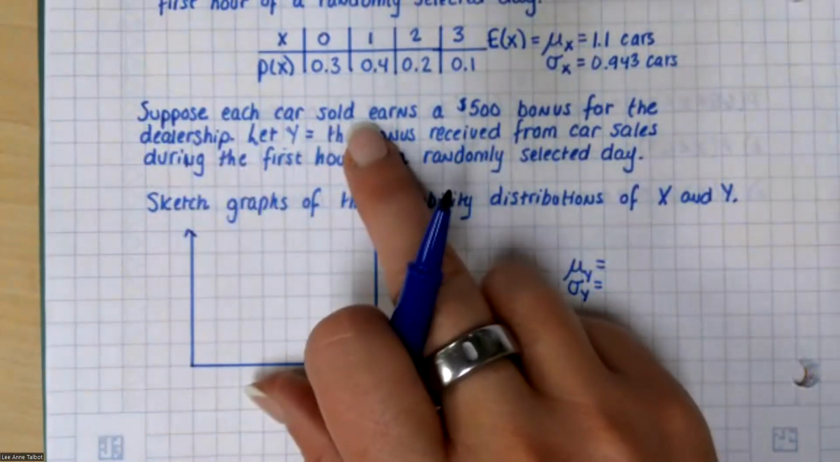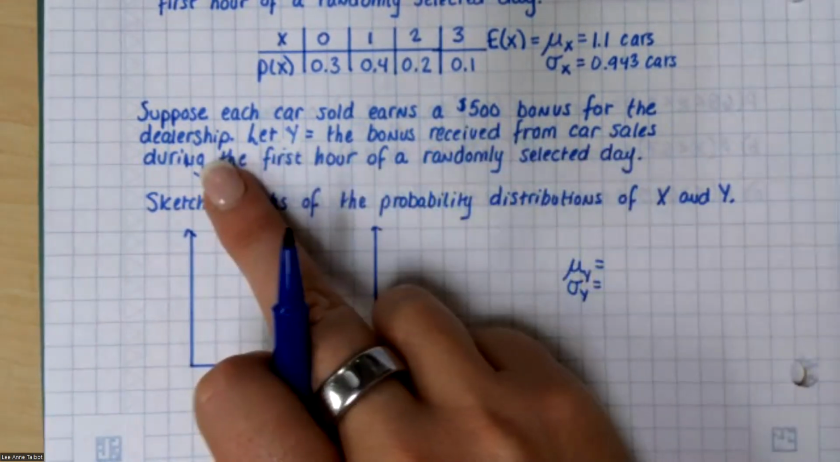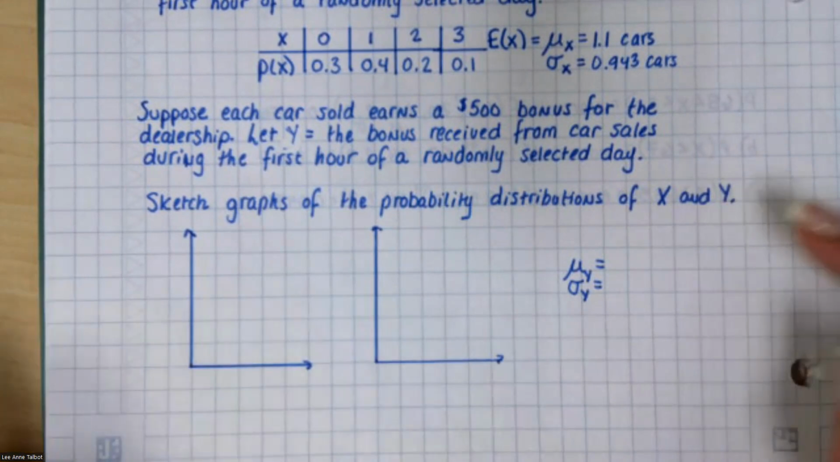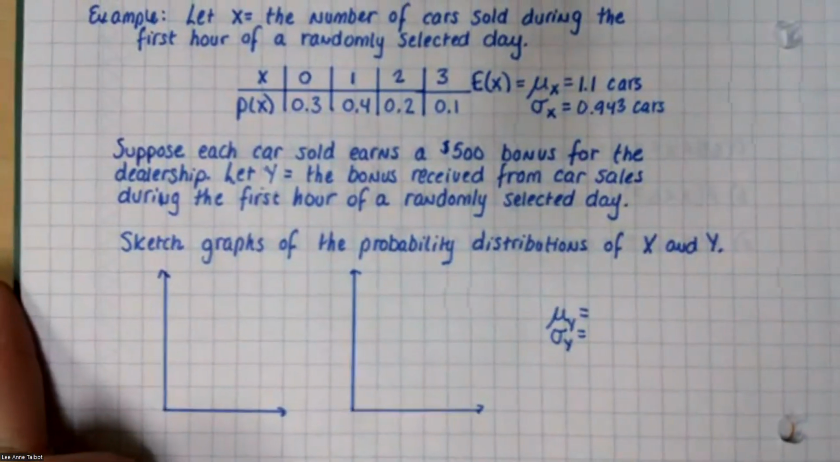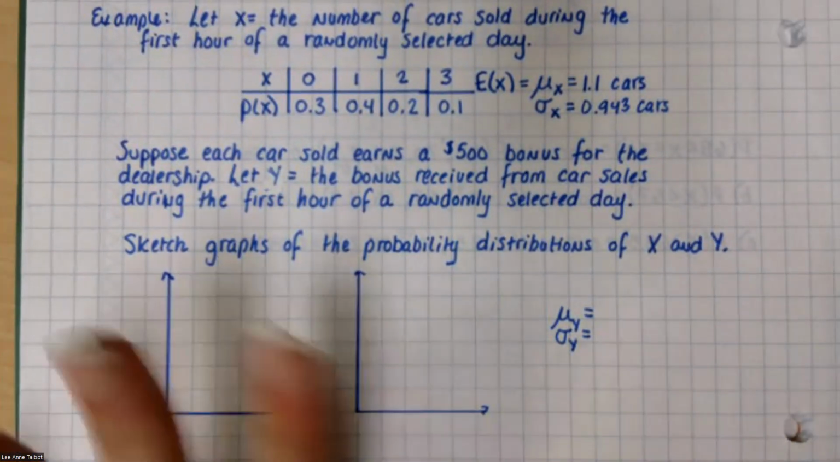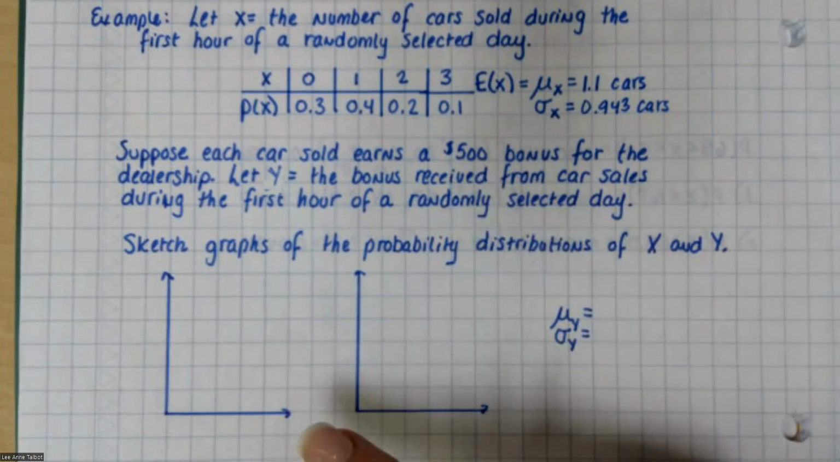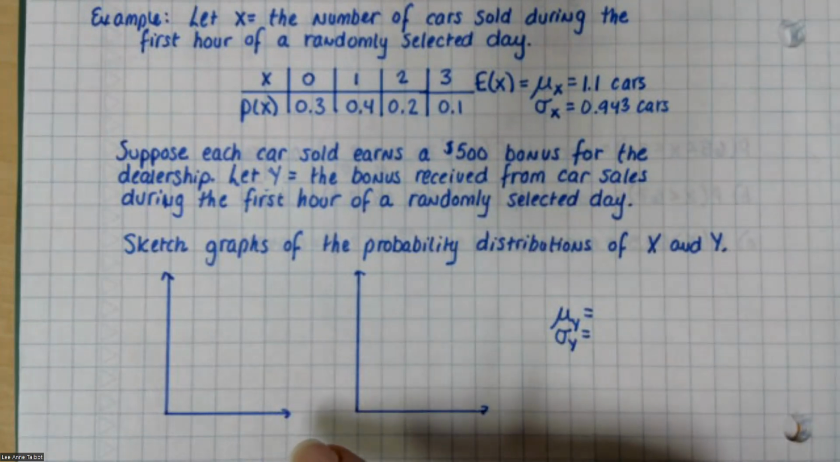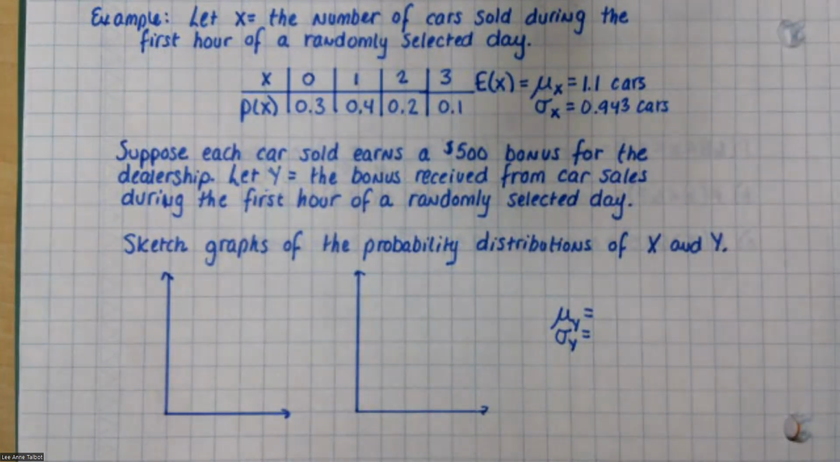Next, suppose each car sold earns a $500 bonus for the dealership. Let Y equal the bonus received from car sales during the first hour of a randomly selected day. Okay, so here's my question. If this up here is X, what is the equation for Y? What is the operation happening in this problem? They get $500 for each car. What operation is that? I was looking for multiplication there.